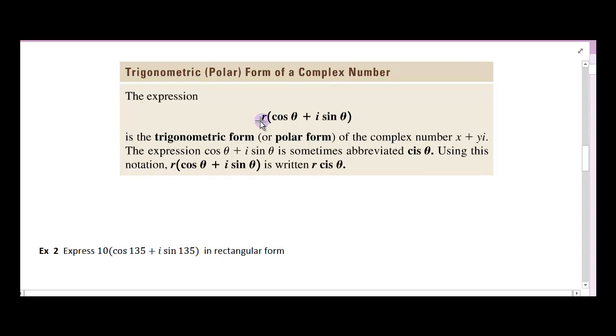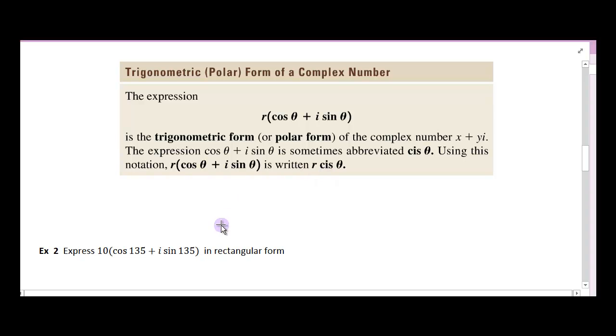Kind of makes sense because we have magnitude and direction as well as the real portion of our complex number, which would be along the x-axis, and the imaginary portion of our complex number, which would be along what we think of as the y-axis. Sometimes you see this abbreviated as r cis theta.